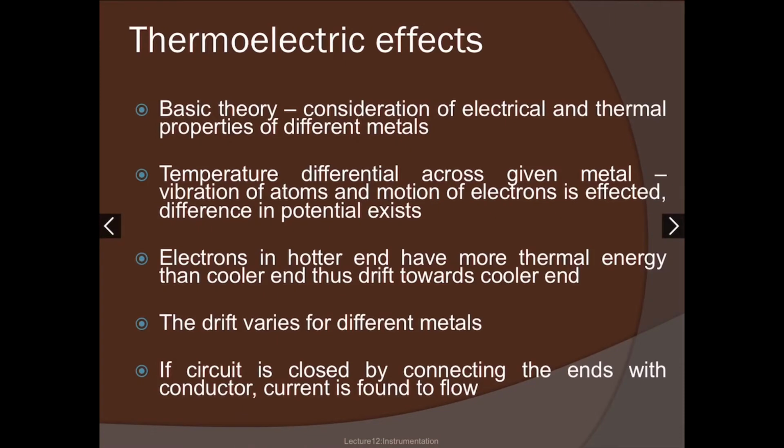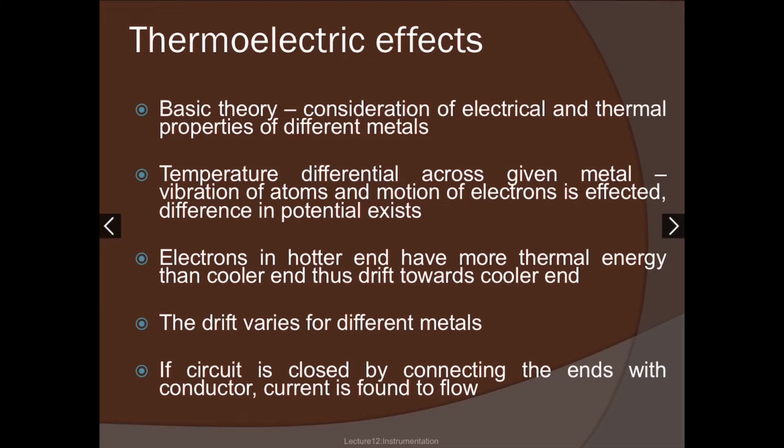First, let's understand what is thermoelectric effect. The thermoelectric effect is the direct conversion of temperature difference to electric voltage and vice versa. The basic theory is based on the electrical and thermal properties of different metal.